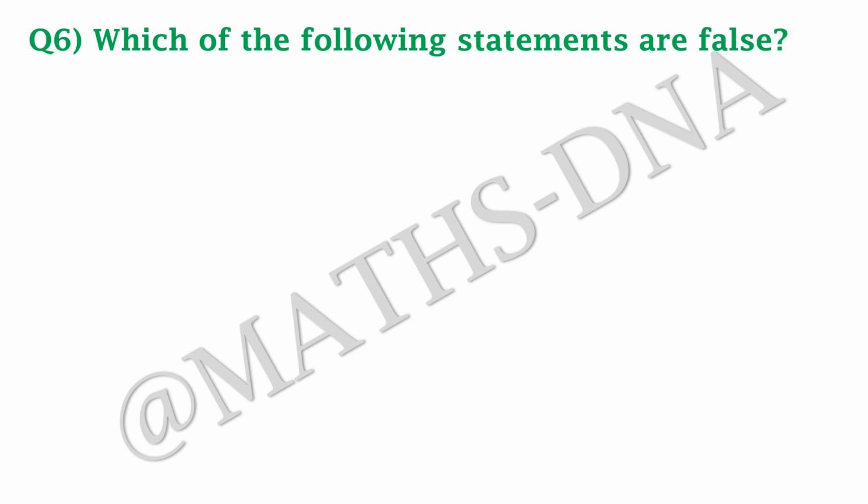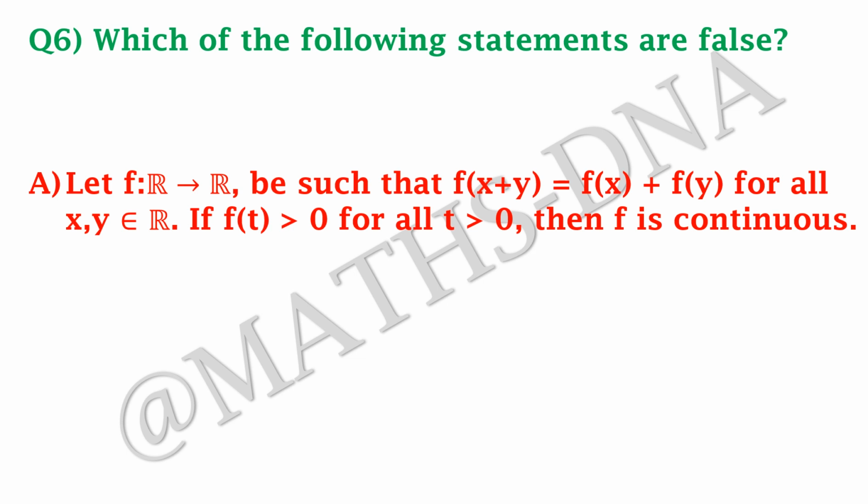Sixth one, which of the following statements are false? Now see, when such questions are asked, you need to go through the statement very clearly so that you don't make a mistake. The first statement is let f from R to R be such that f(x plus y) is equals to f(x) plus f(y) for all x, y belongs to R.